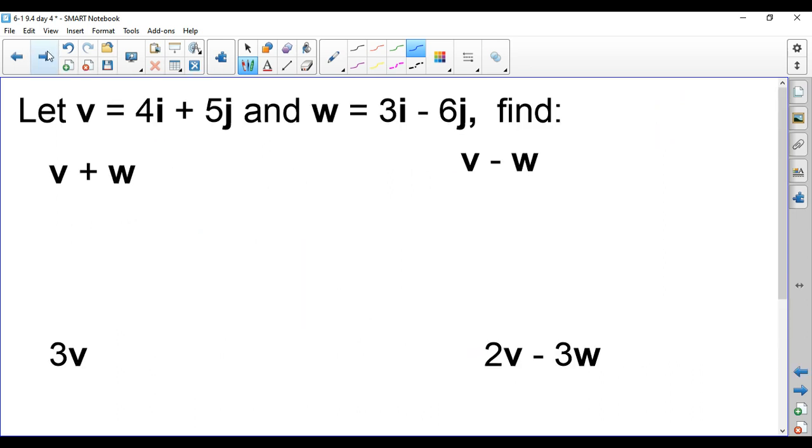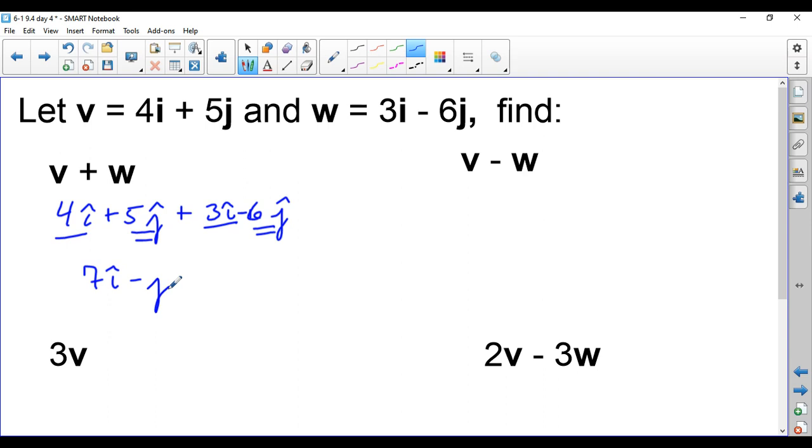So let's look at some examples. I have vector v that is 4i hat plus 5j hat and w that is 3i hat minus 6j hat. If I want to add v plus w, you really can just do this and think of it as combining like terms. I have vector v and I want to add vector w. And I'm going to combine. I have 4i hat and 3i hat for a total of 7i hat. I have 5j hat and minus 6j hat for a total of minus 1j hat. And that will be my final answer.